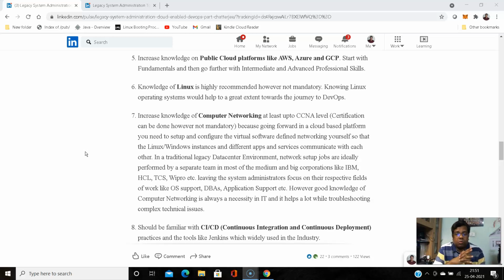Whatever you do in the cloud-based environment, and in the traditional environment as well, works over computer networking. So that's the fundamental thing you should know.